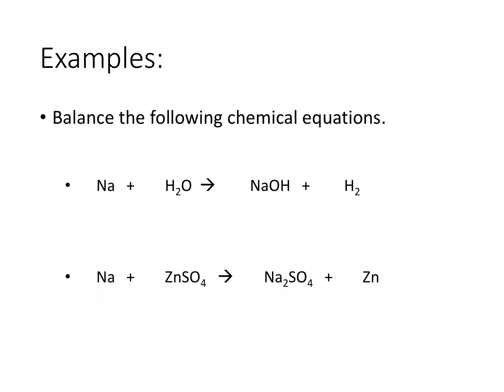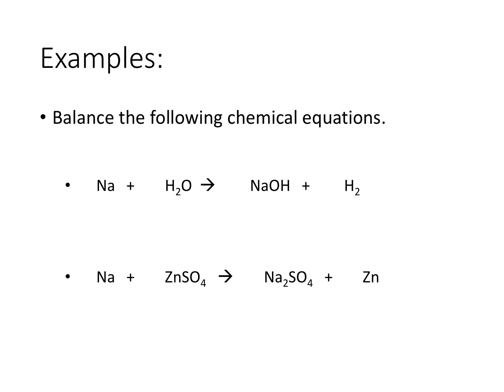Here's some examples for balancing. Now, when you're doing balancing, there's a lot of different ways to do it. Nothing's right, nothing's wrong, other than the rules that you have to follow in the end. Things you have to do: you can only use coefficients, the big numbers. You can't change chemical formulas, so you can't put in subscripts. Where you start doesn't matter. Pick an element, start there.